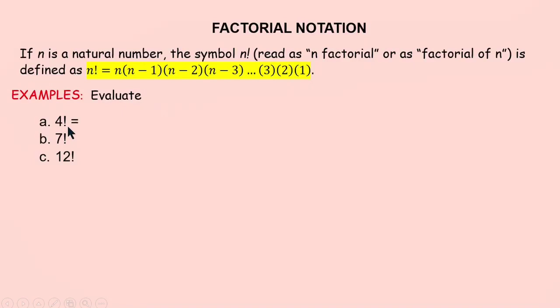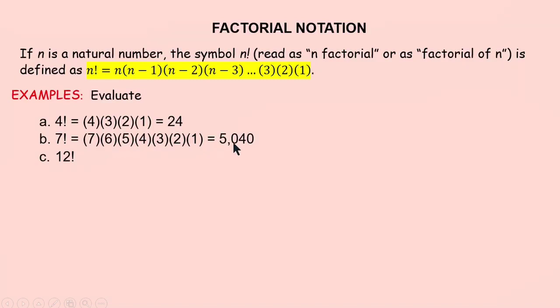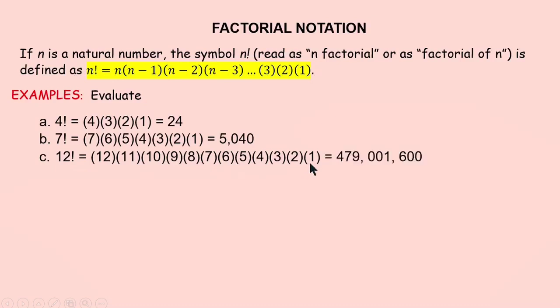4 factorial is equal to 4 times 3 times 2 times 1, which is equal to 24. 7 factorial is equal to 7 times 6 times 5 times 4 times 3 times 2 times 1, which is 5040. 12 factorial is equal to 12 times 11 times 10 times 9 times 8 times 7 times 6 times 5 times 4 times 3 times 2 times 1, and that is equal to 479,001,600. So that is how you evaluate a given factorial.